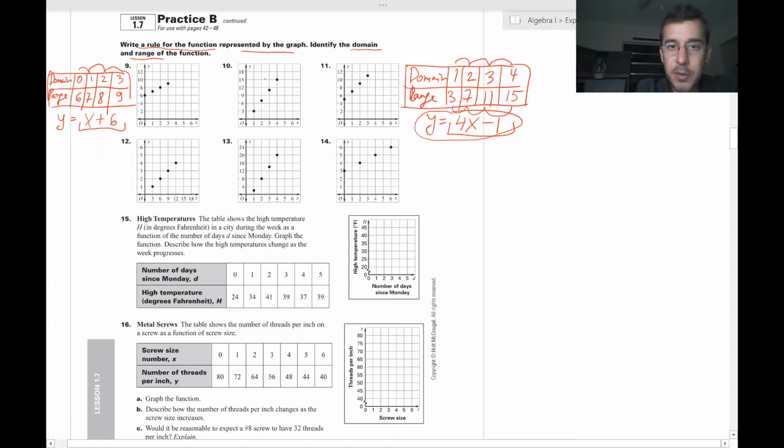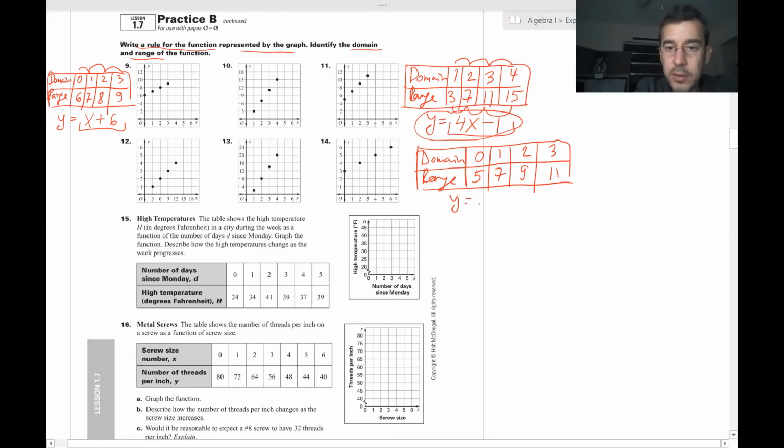Number 11, have the domain, have the range. So it's 0 for x, 5 for y, so 0 and 5, 1 and 7, 2 and 9, 3 and 11. So the domain values are 0, 1, 2, and 3. The range values are 5, 7, 9, and 11.